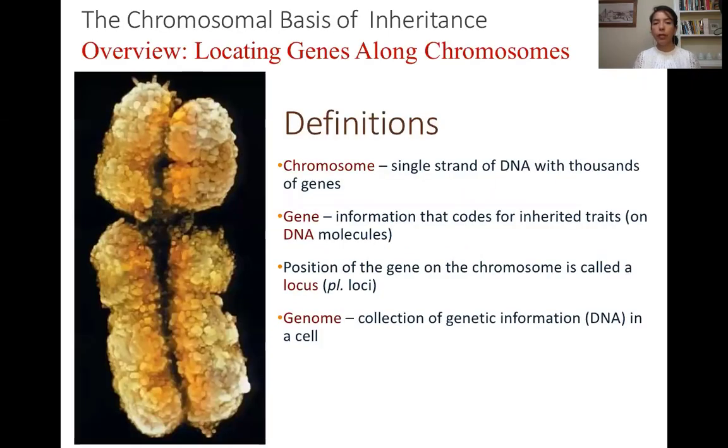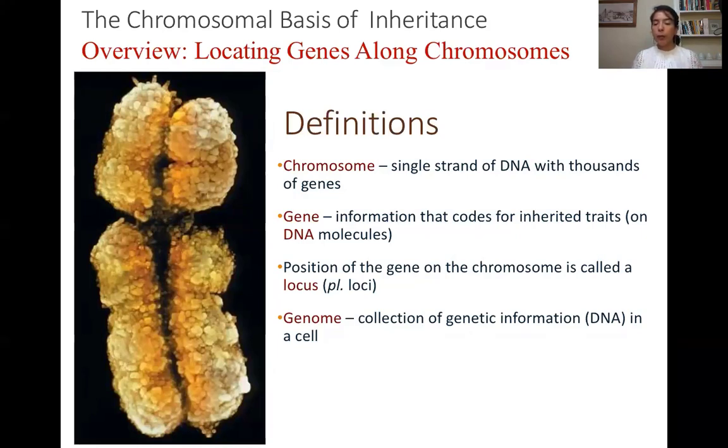Okay, before that, let's go through some definitions. This class, as I was saying, is going to help us understand the chromosomal basis of inheritance. But what's a chromosome? A chromosome is a single strand of DNA with thousands of genes. And now we know that, right? And now what's a gene? That's the information that codes for inherited traits, and that's on a DNA molecule, okay?